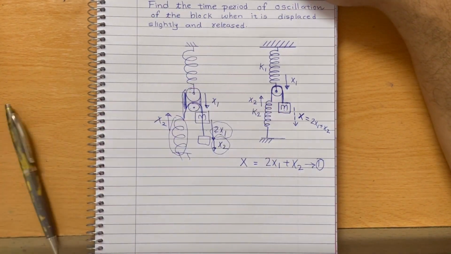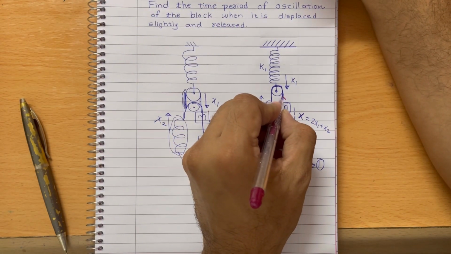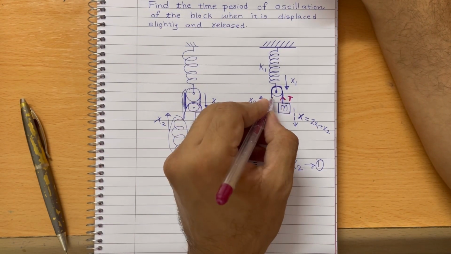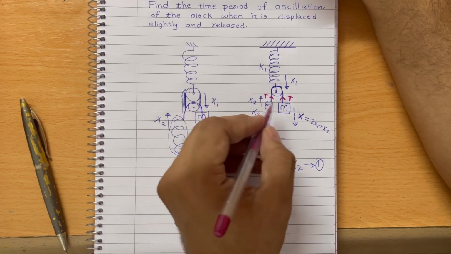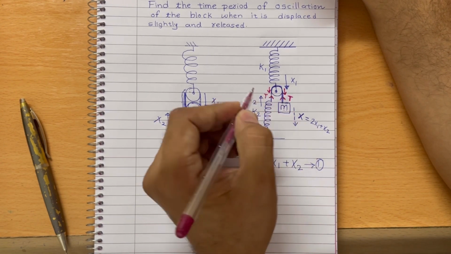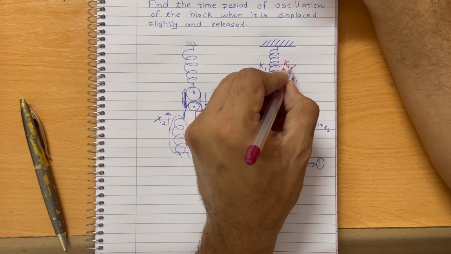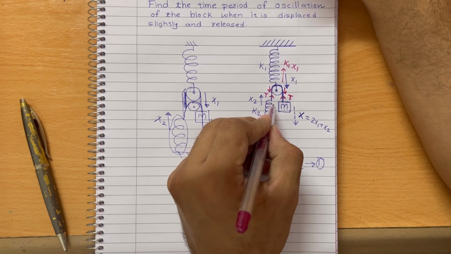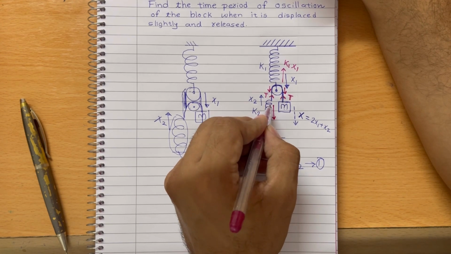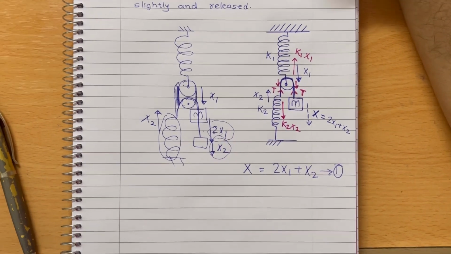See, if you know that in the string tension will be there this way, T. Okay, this way also T. Same T will act on the pulley also, like this. Okay, and upward force on the pulley will be K1 X1, and here downward force on this string will be K2 X2. Okay, see the diagram carefully.